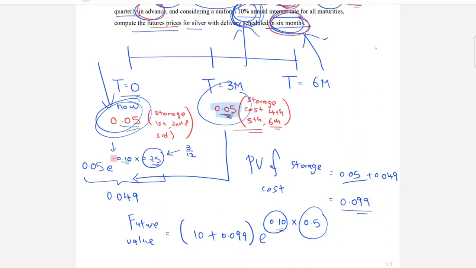So what we're going to do after this is key in everything in the calculator, and then we can get the answer straight away. The answer that I'm going to get is about 10.62. And this is $10.62.